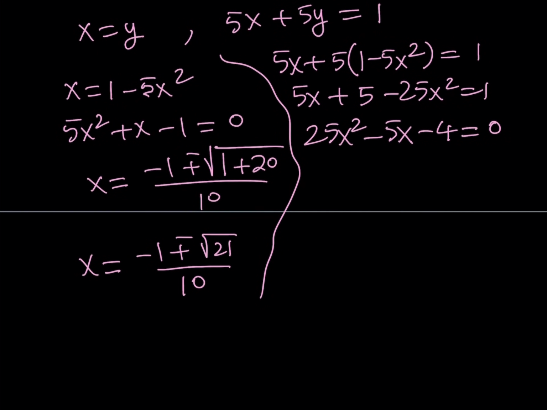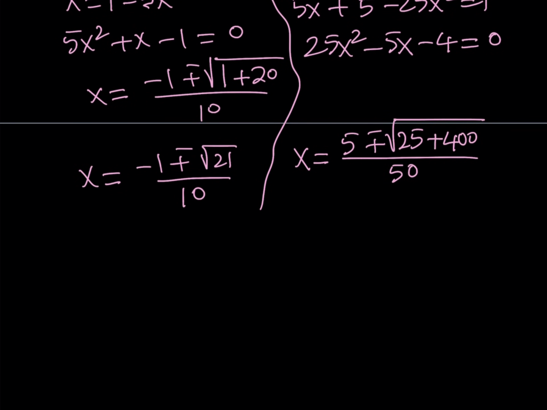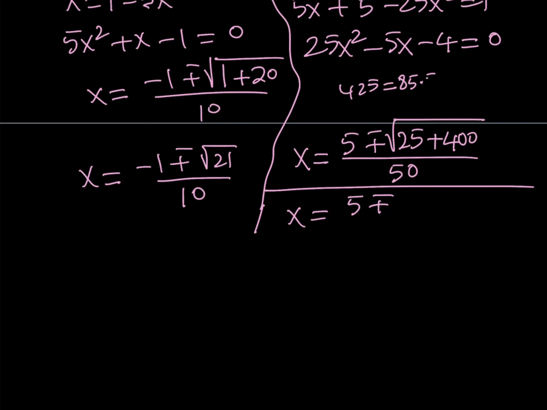Again, this equation has two real solutions because a and c have opposite signs. And from here we get x equals negative b plus minus the square root of b squared, which is 25, minus 4ac, but that's going to be a plus sign. And 16 times 25 is equal to 400. And then we can just divide it by 2 times 25, which is 50. And then we're going to be getting from here x equals 5 plus minus. Now let's take a look at inside the radical. We have 425 inside the radical, and that can be written as 85 times 5, right?